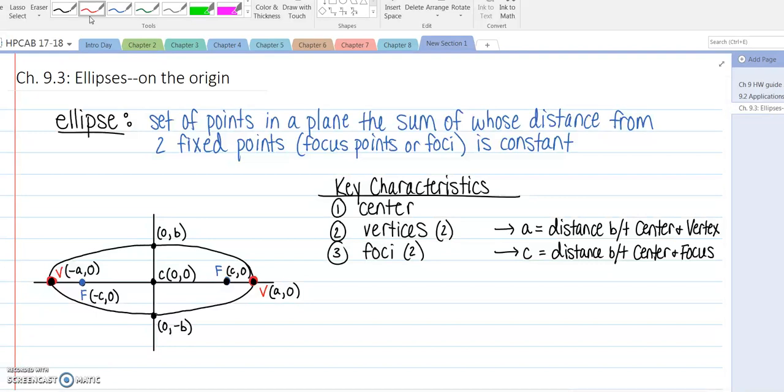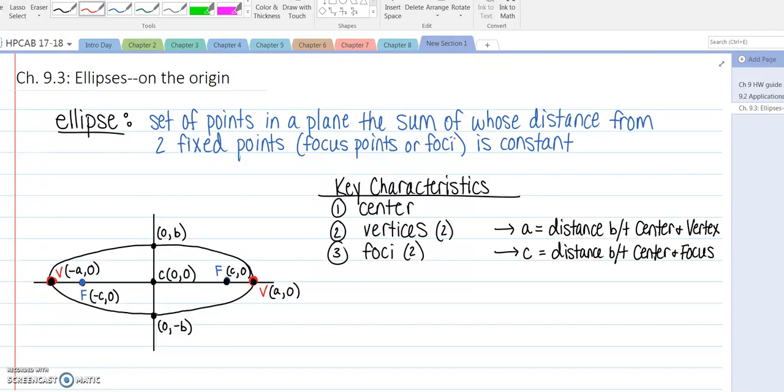An ellipse is just a set of points in a plane, the sum of whose distances from two fixed points, which we call the focus points or foci, is constant. So just to give you the technical definition, most of these conic sections have definitions that do have to do with the focus points or the foci, and that's why we emphasize them so much, because they are important. They relate to the definition of these shapes, and so that is where the definition of an ellipse comes from, those focus points, those foci.